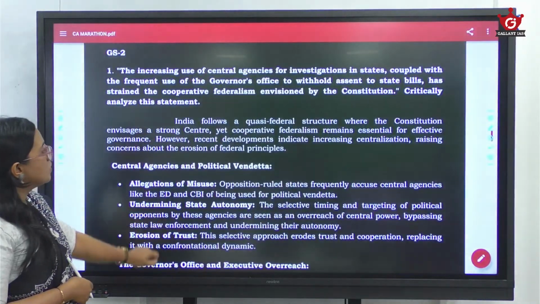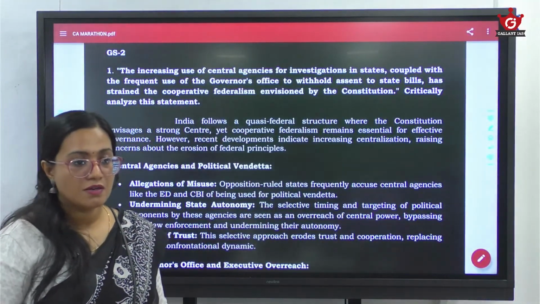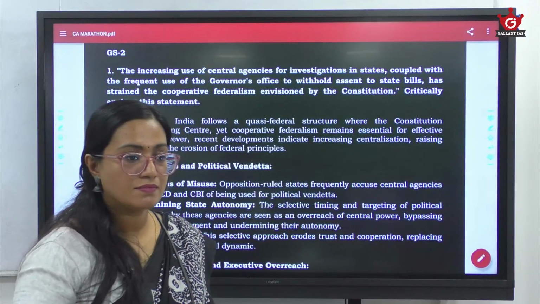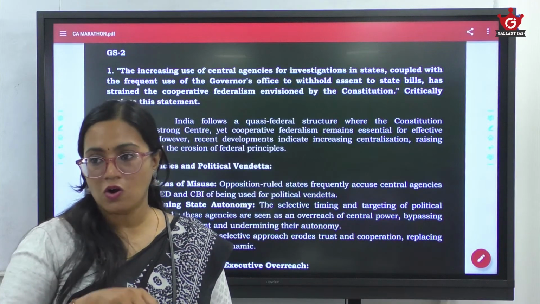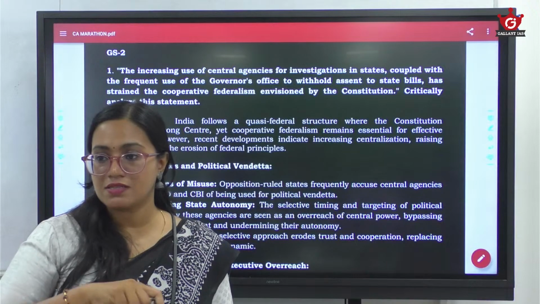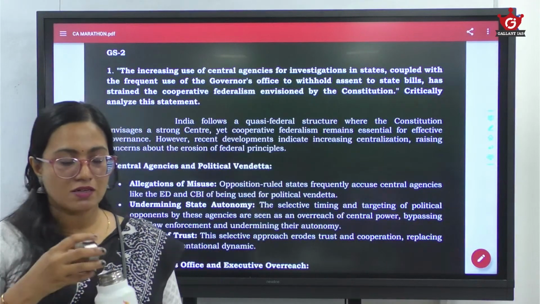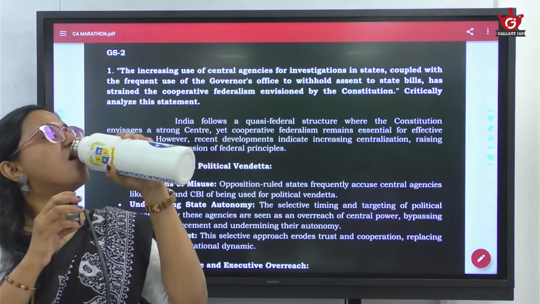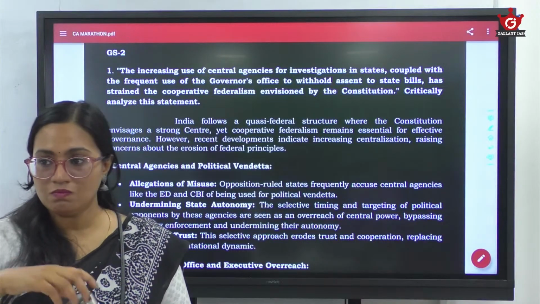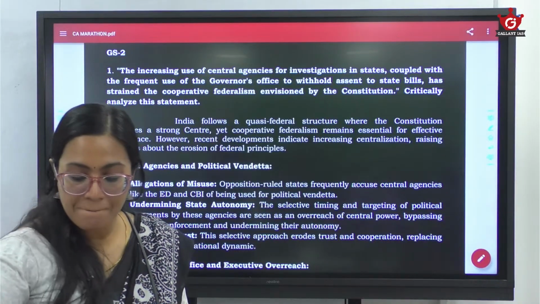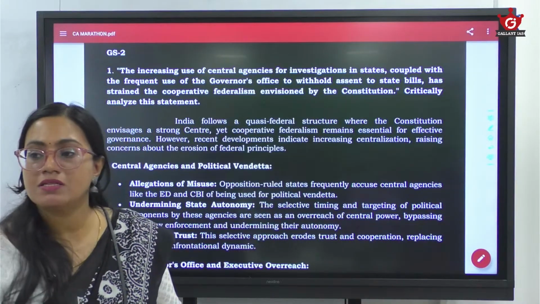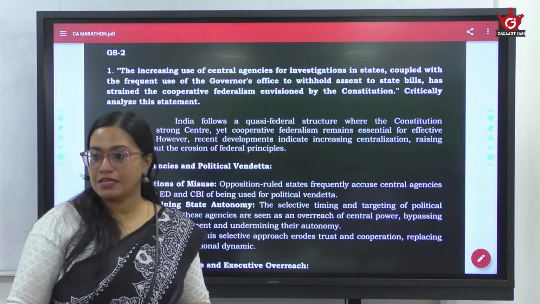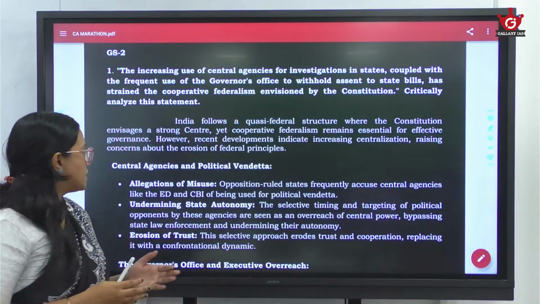Now GS2. GS2 is polity, constitution, governance, international affairs, government schemes related. All this comes under your GS2 paper.